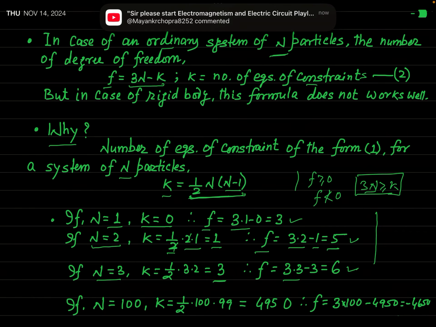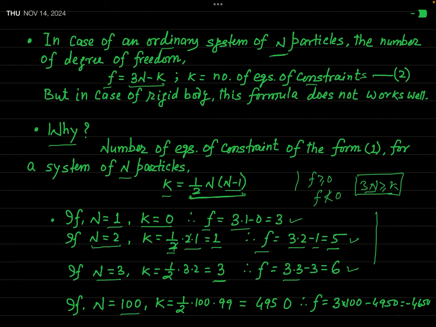But now let us take a system containing a large number of particles. For example, we can take n equal to 100. If you take n equal to 100, then what will be k? The number of equations of constraint k will be equal to 1 over 2 times 100 times 99.